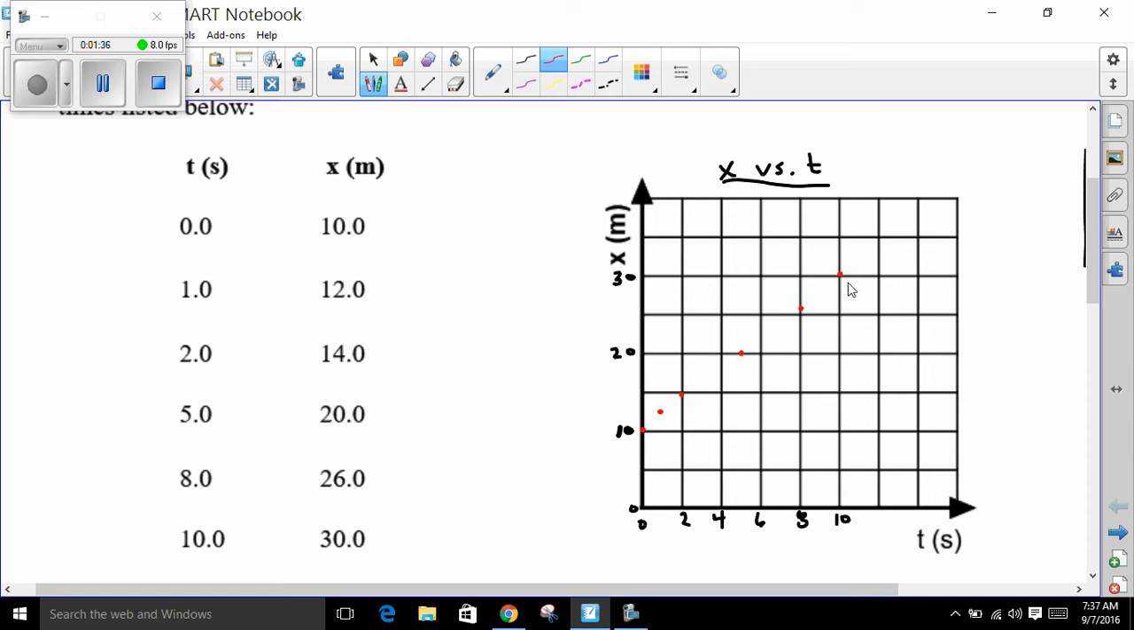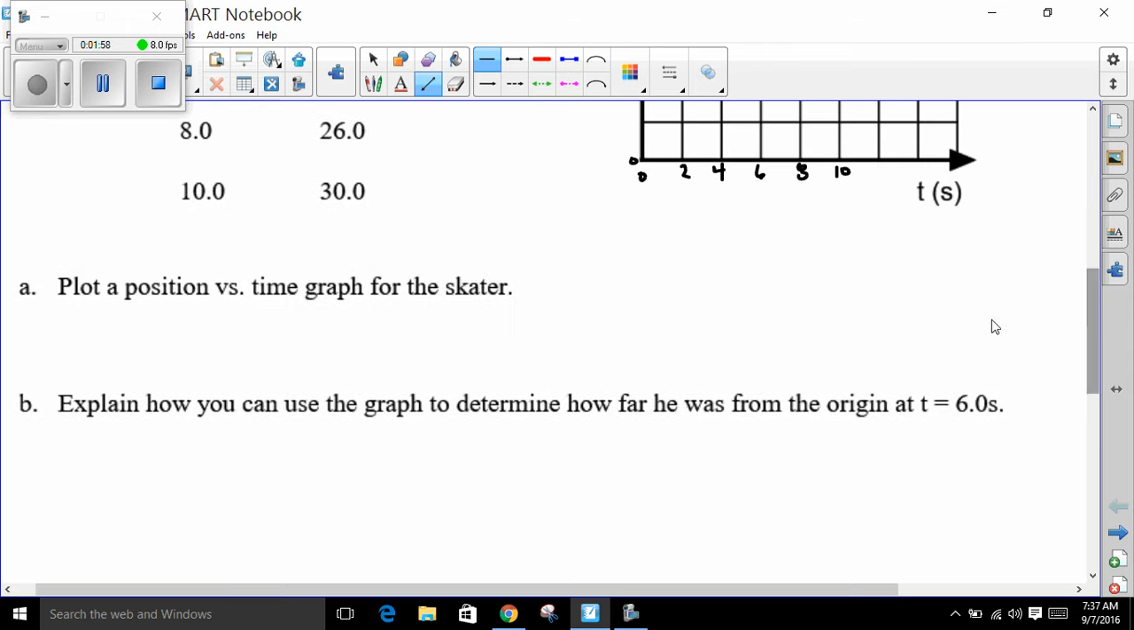You can draw a best fit line in. So something like this. Now, obviously we have some estimation occurring, so it's not a big deal if all the points are not directly on the graph. Okay. So we've plotted our position versus time graph.